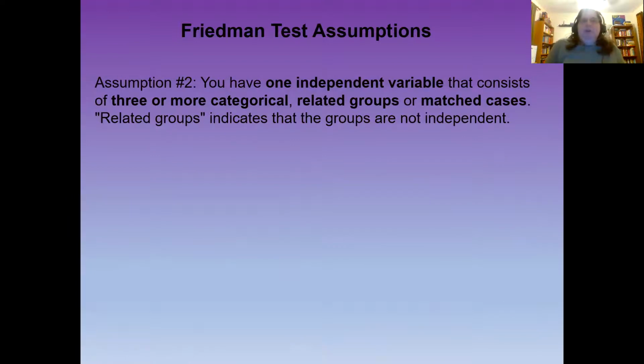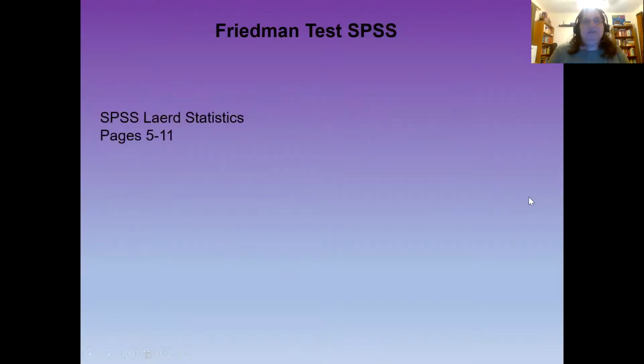Assumption 2, you have one independent variable that consists of 3 or more categorical related or matched cases. Well, that's what we had for the repeated measures ANOVA, so that makes sense. Okay, so now we hop on over to Laird once more. This time we're only going to go through these 7 pages, so it won't take nearly as long.